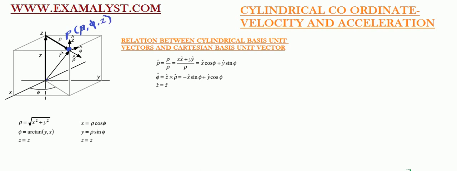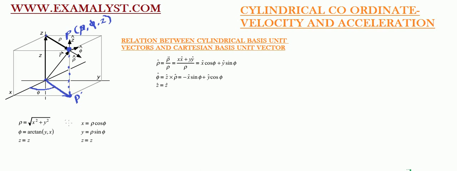Rho is the distance from the center to point P. Z is the distance from the xy plane to point P, and phi is this angle. So project point P on the xy plane. Here this is the projection of point P on the xy plane, so let me write it as P dash. Draw a line from the origin to P dash. Then the angle that the P dash radius vector makes with the x-axis is called phi.